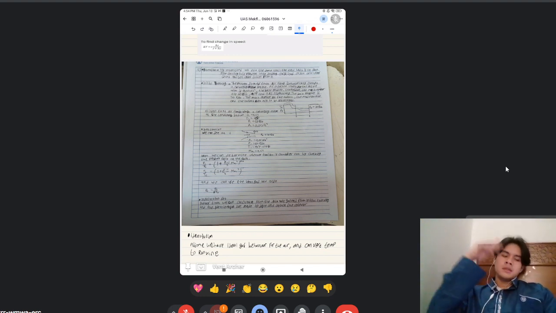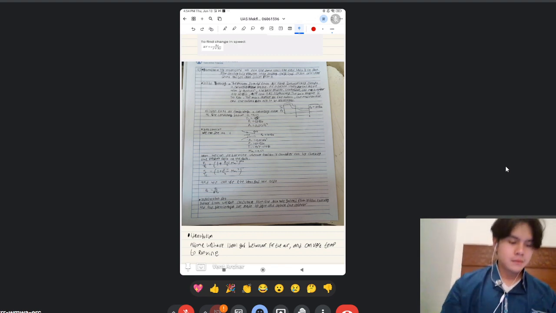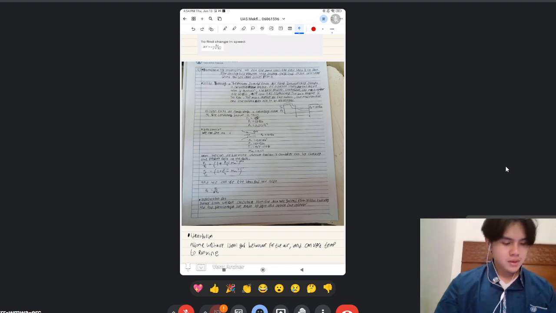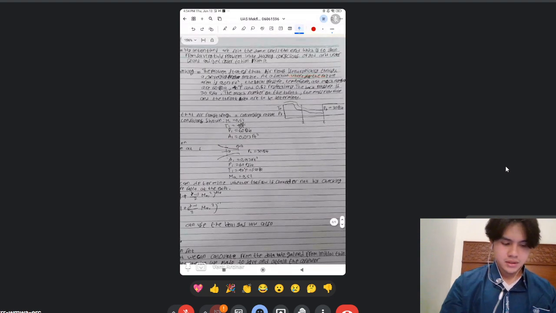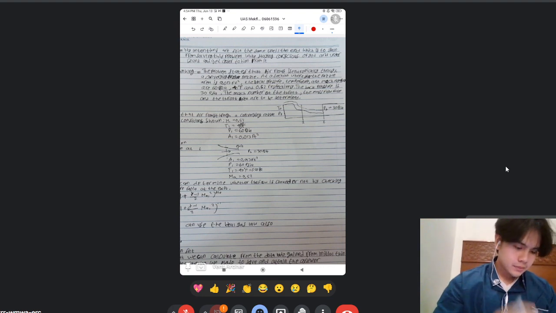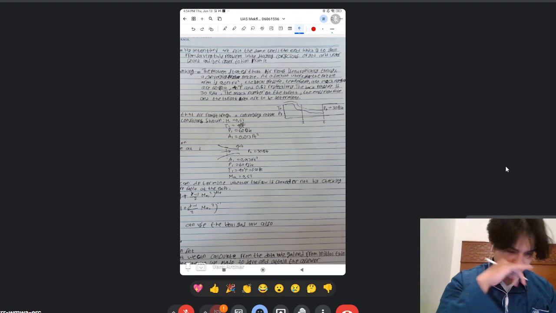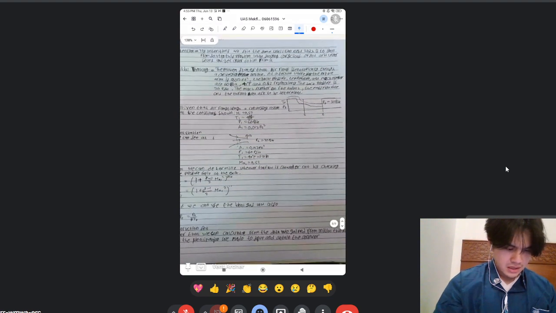So the problem here states that air flows isentropically through a converging nozzle. At a section where the nozzle area is 0.013 feet squared, the local pressure, temperature, and Mach number are 60 psia, 40 Fahrenheit, and 0.52 respectively. The back pressure is 30 psi, and the Mach number at the throat, the mass flow rate, and the throat area are to be determined.